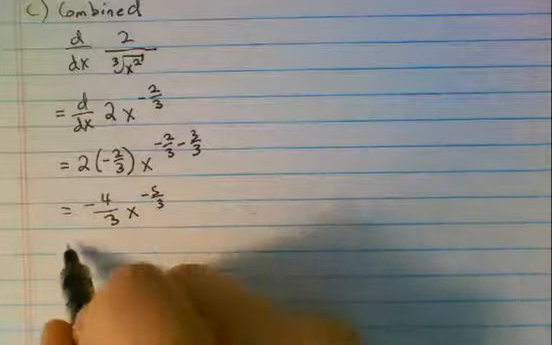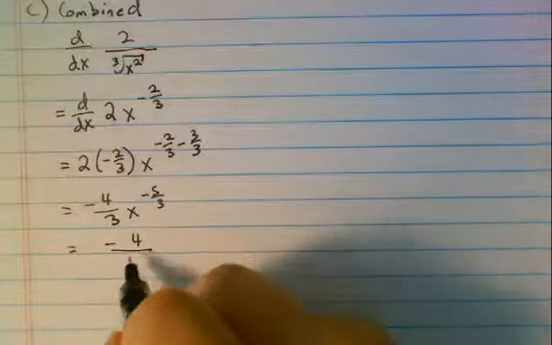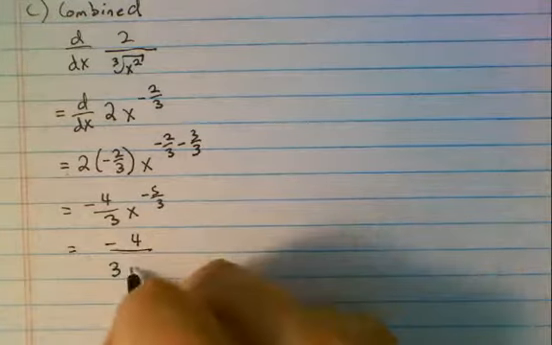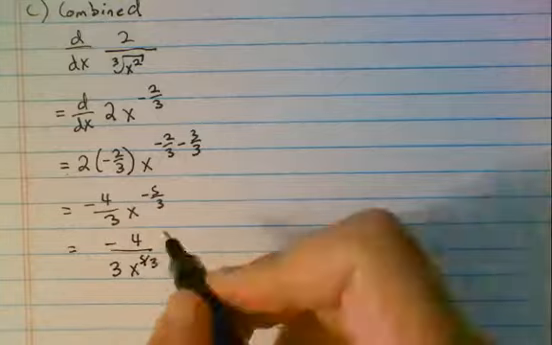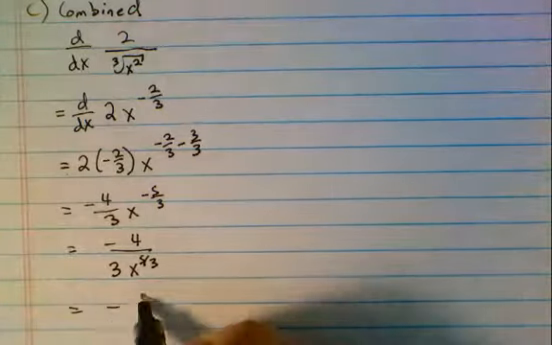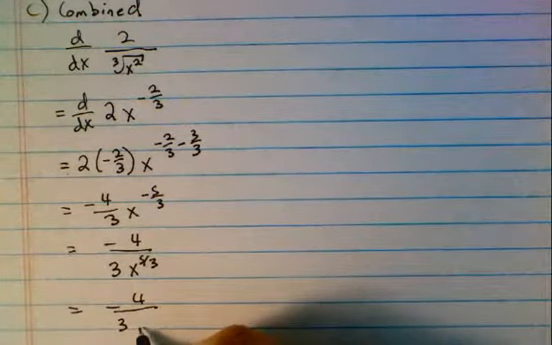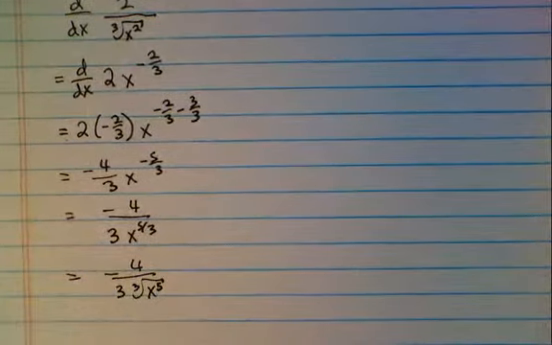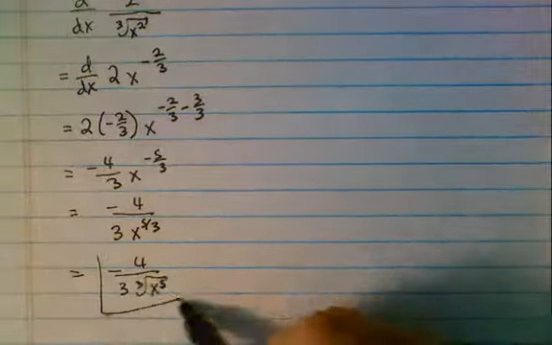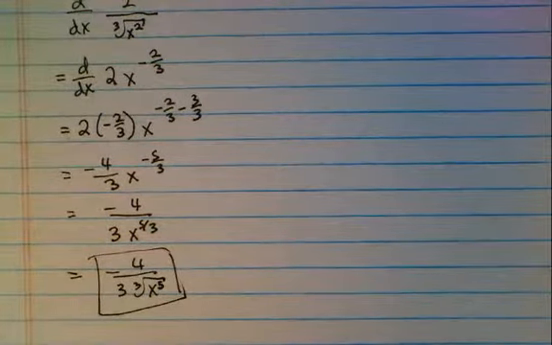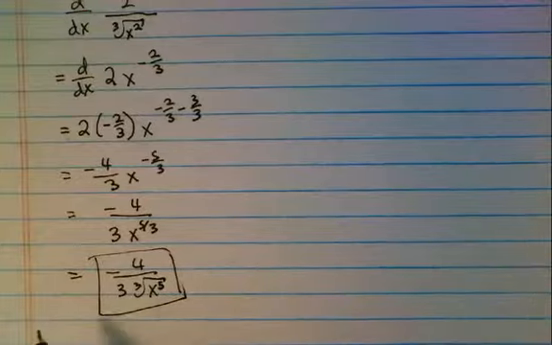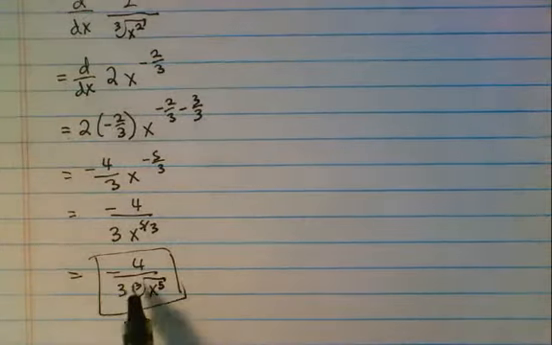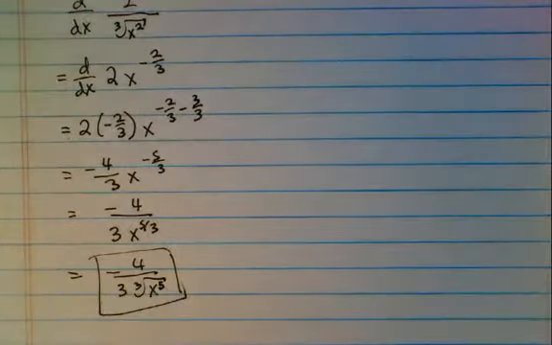Then this comes back down, which is cubed root of x to the 5th. All right, there. In case it's hard to see, this is negative 4 over 3 cubed root x to the 5th.